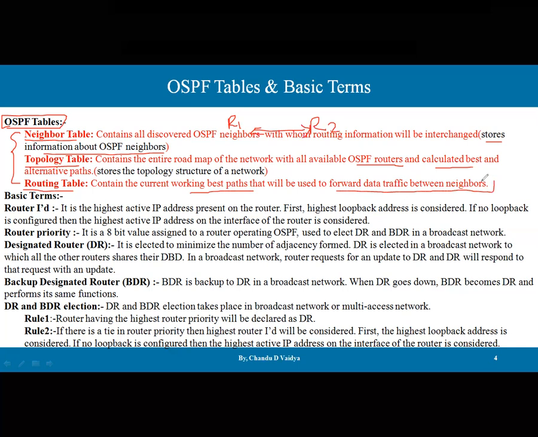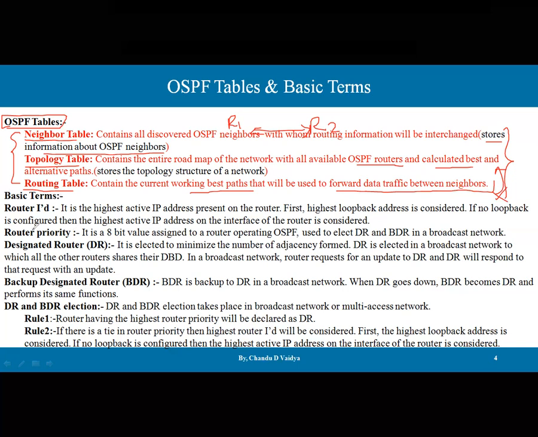It holds the current best path, and on the basis of that, the traffic is moving. Okay, so these are the tables, and that's why if any best path, let's say, got broken, an alternative path is available. So computation time is again very less. That is the benefit of this topological table.